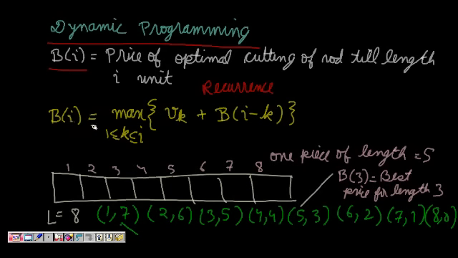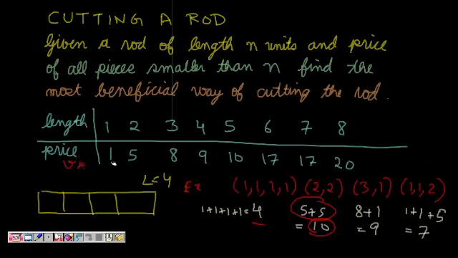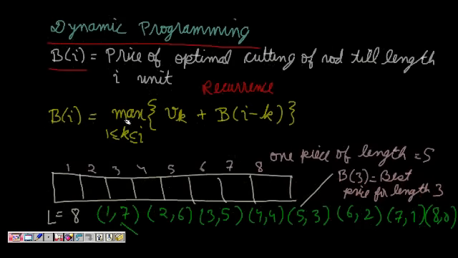So B of i is equal to the max of Vk plus B of i minus k, where Vk is the price. V of 1 is 1, V of 2 is 5, V3 is 8, which is the price we get for a length of a certain value. What does this quantity mean? It means that I will cut the rod into one piece of length k, and the other piece will be the best cutting of length i minus k.